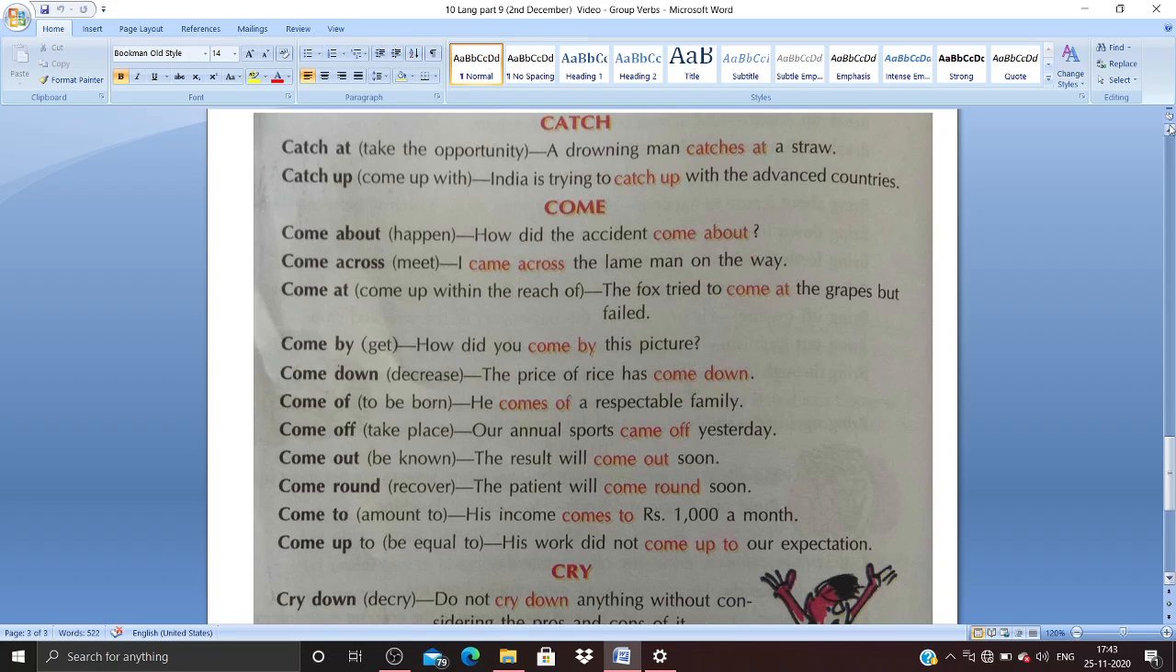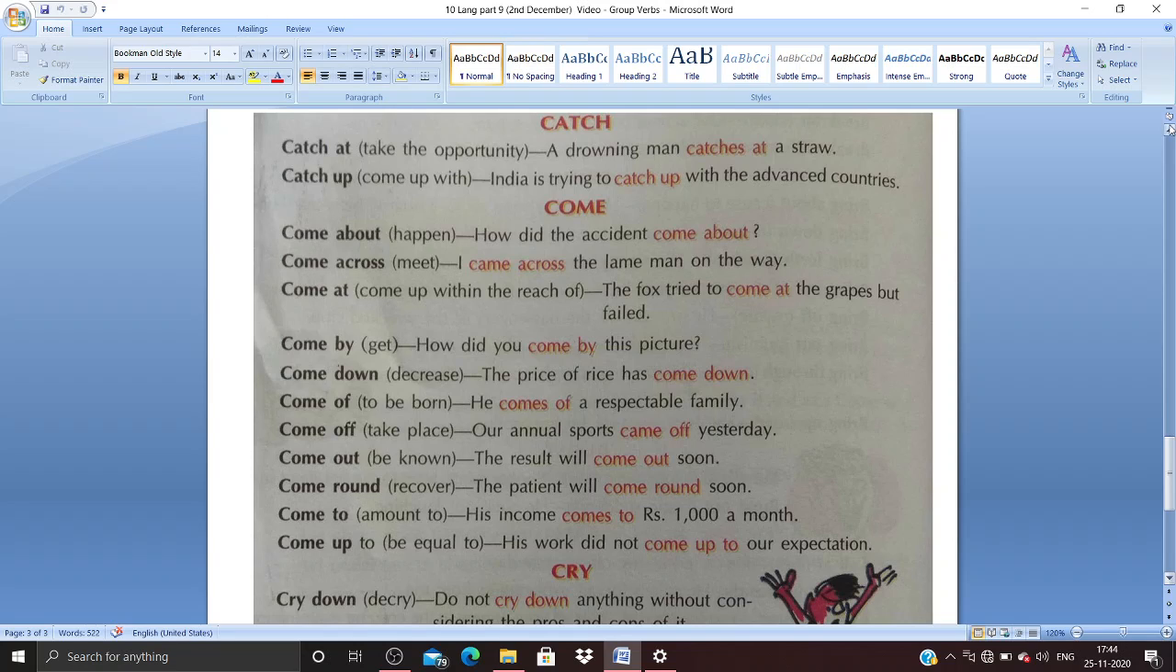Come out, be known. The result will come out soon. Come round, recover. The patient will come round soon. Come to, amount to. His income comes to rupees 1000 a month. It is an example only. Come up to, be equal to. His work did not come up to our expectation.